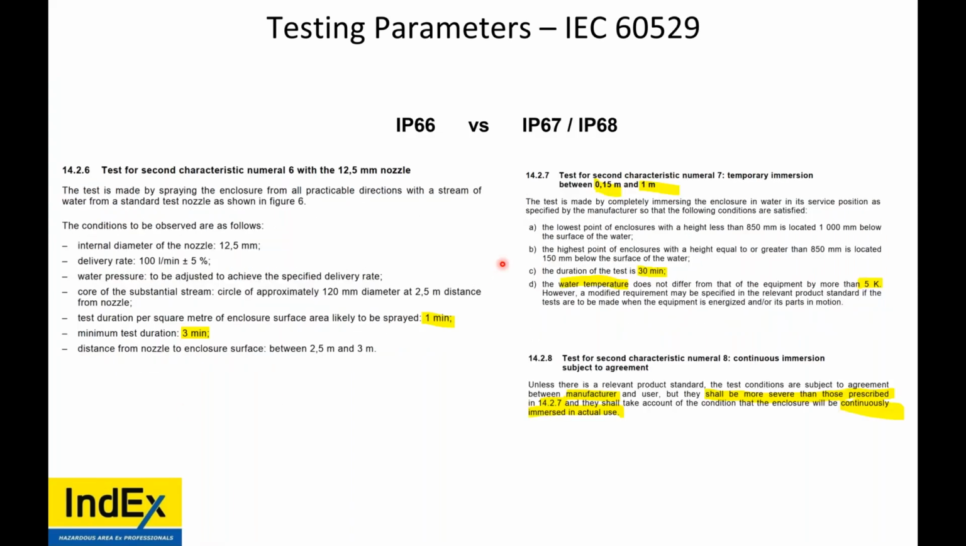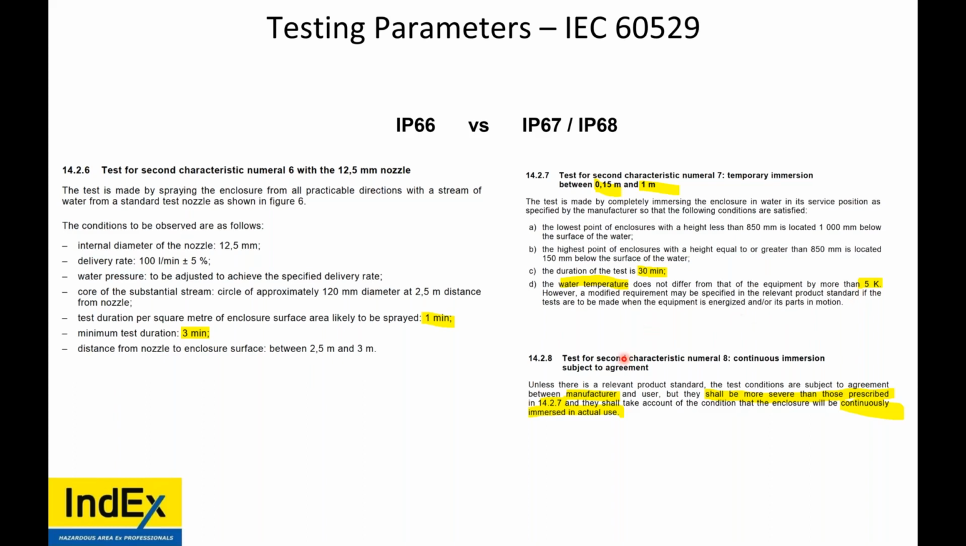Next, IP66 versus 67, 68. Now remember, the 66 test is stream of water, basically jets, for 3 minutes, while the 67 test is temporary immersion, 15 centimeters to 1 meter, for 30 minutes. Water temperature must not differ more than 5 Kelvin.